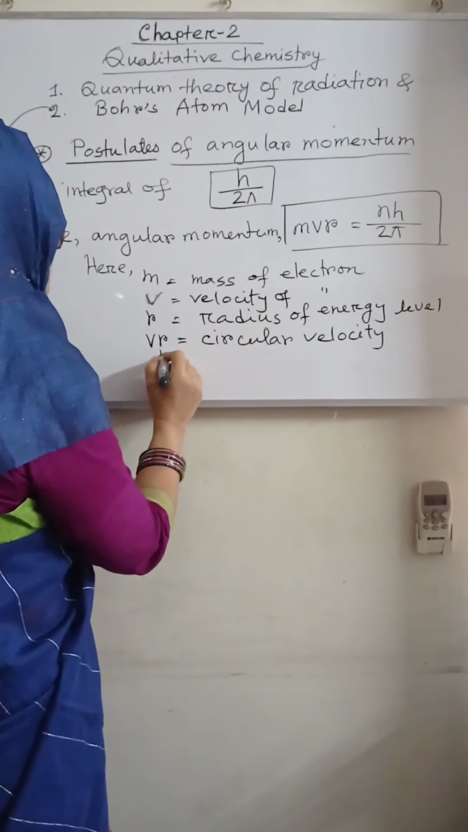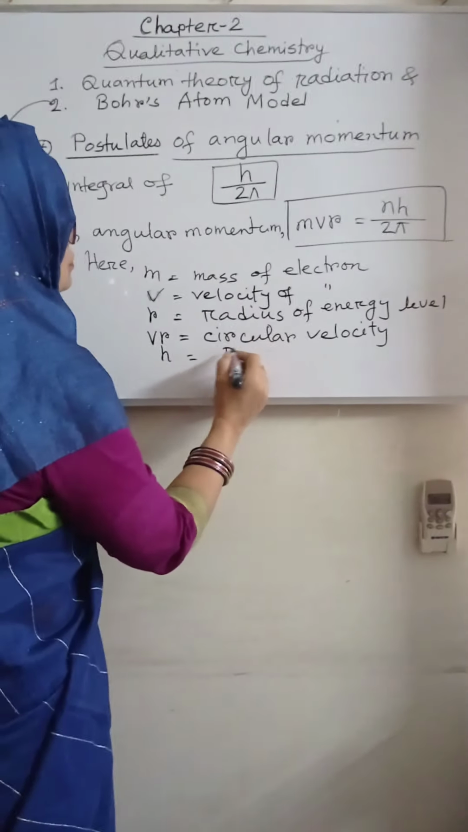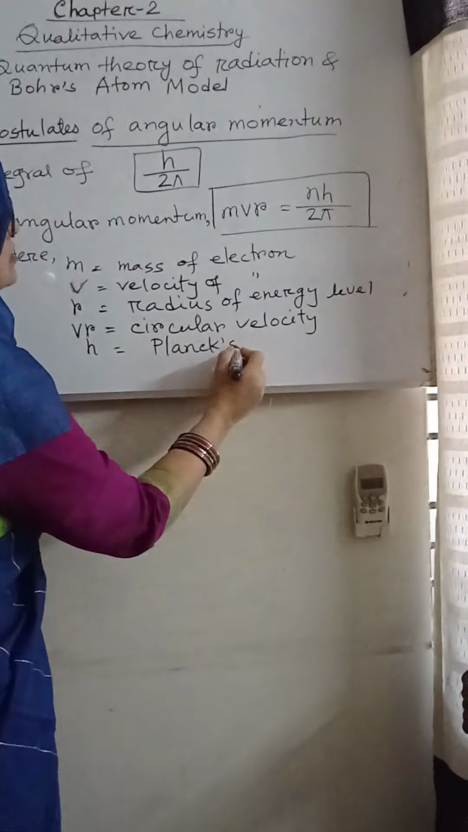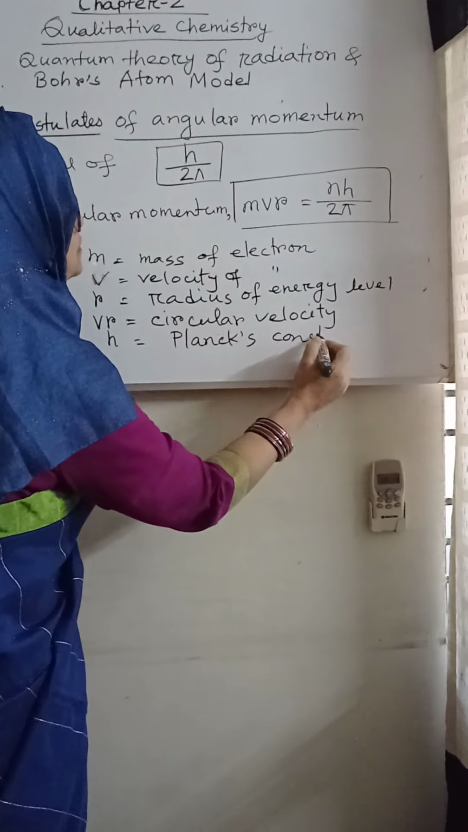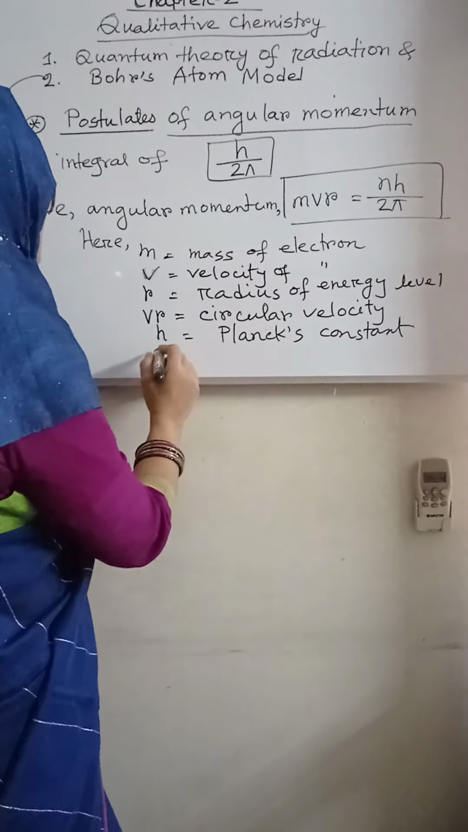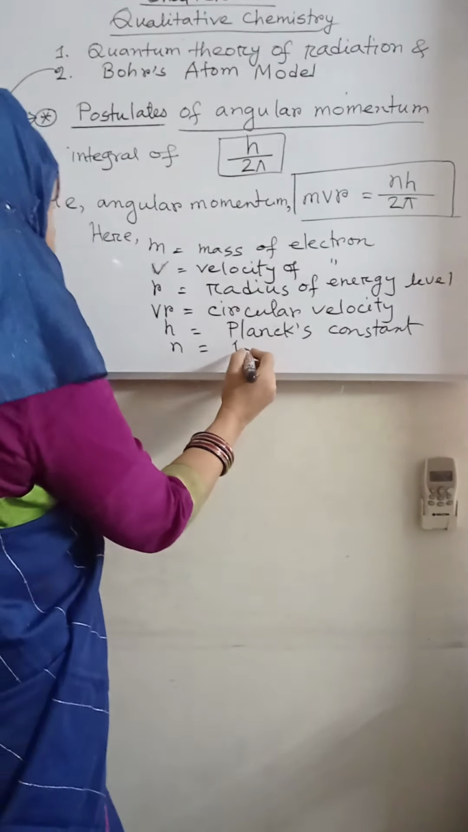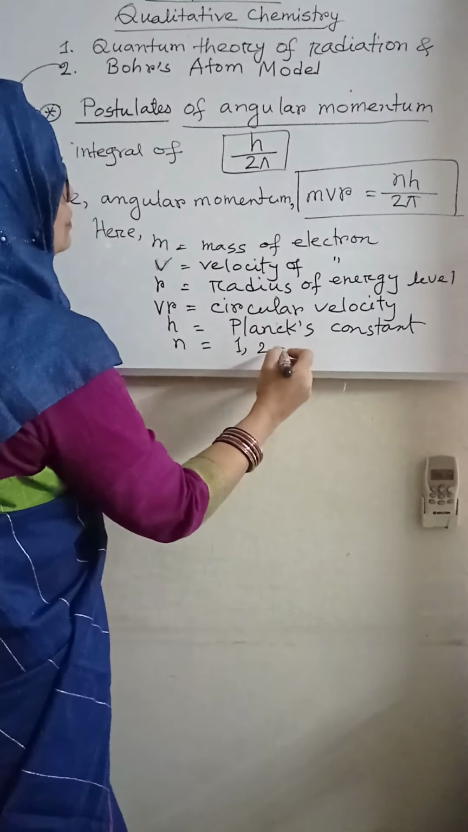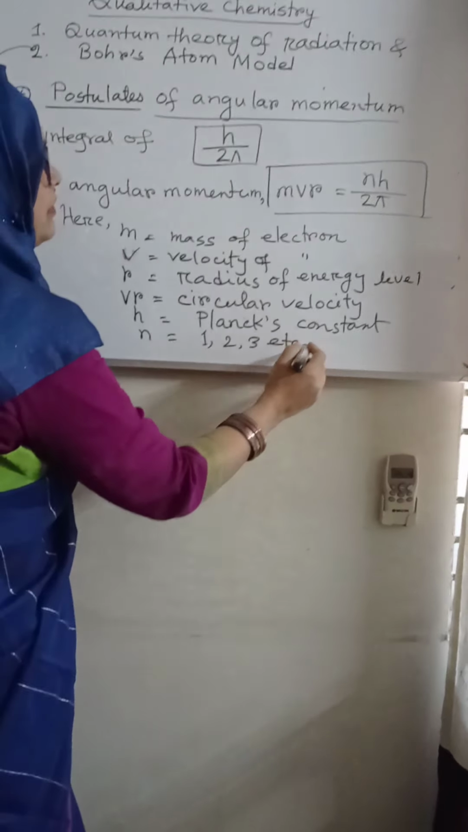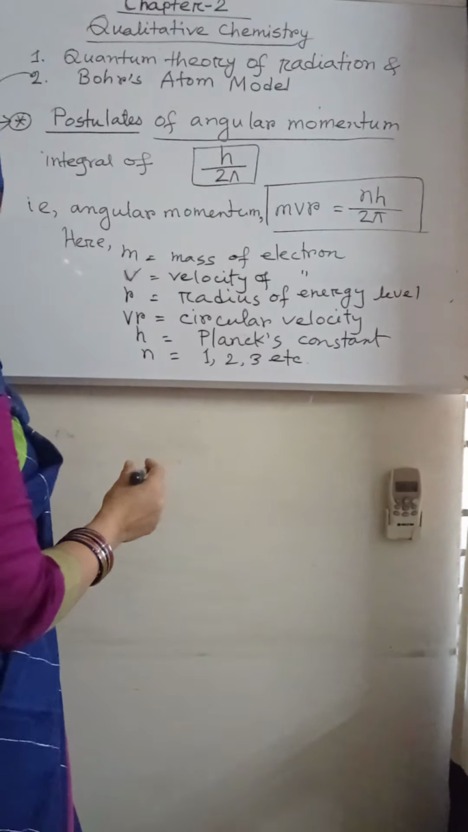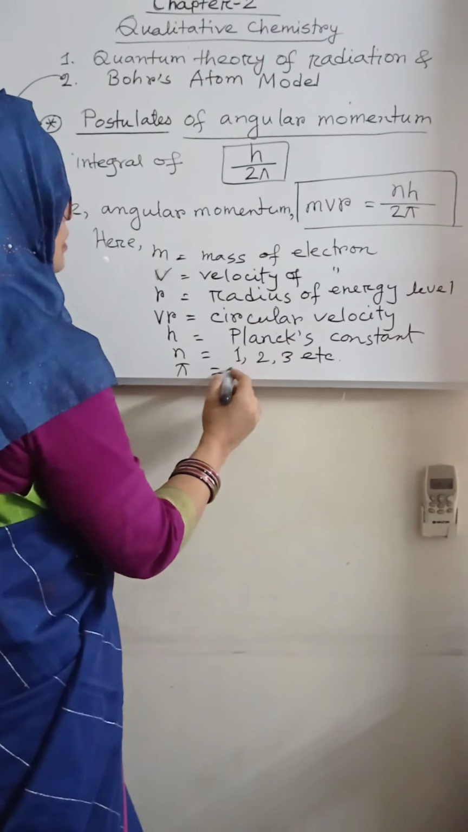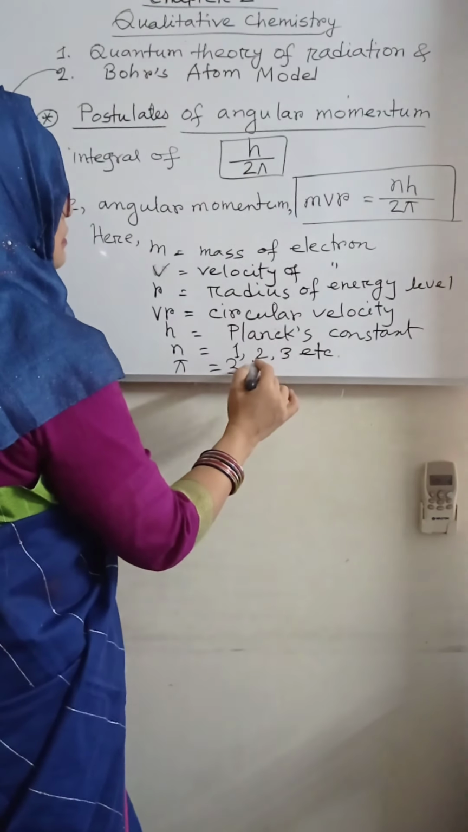And h is equal to Planck's constant. You already know about this Planck's constant. And n equals 1, 2, 3, etc. This is the principal quantum number, which represents the energy level, and pi is a constant. You definitely know the value of pi is 3.14.